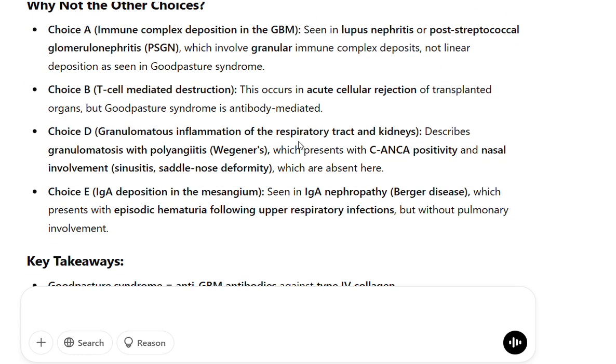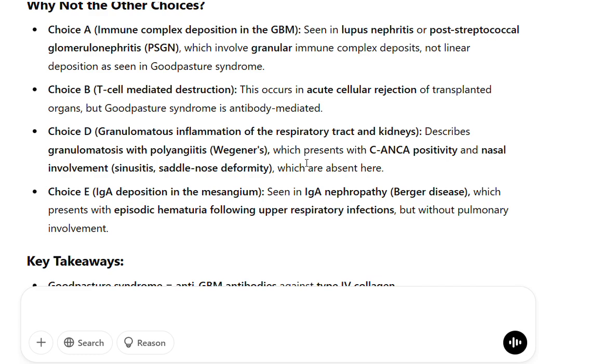Choice A, immune complex deposition in the GBM, is seen in lupus nephritis or post-streptococcal glomerulonephritis, PSGN, which involve granular immune complex deposits, not linear deposition as seen in Goodpasture syndrome. Choice B, T-cell-mediated destruction. This occurs in acute cellular rejection of transplanted organs, but Goodpasture syndrome is antibody-mediated.